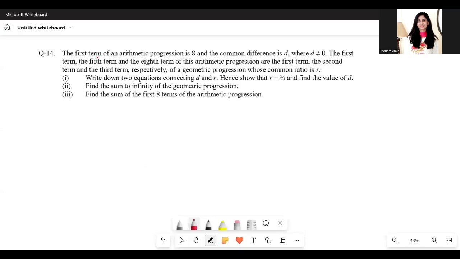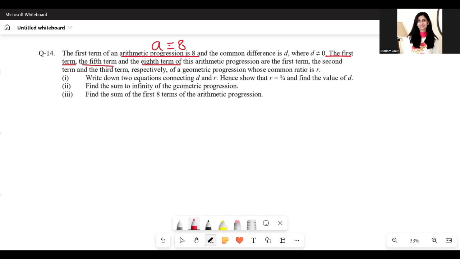Next question. The first term of an AP is 8. So A equals 8, and the common difference is D. The first term, the fifth term, and the eighth term of this AP are the first, second, and third terms of a GP. Okay, let's go back.